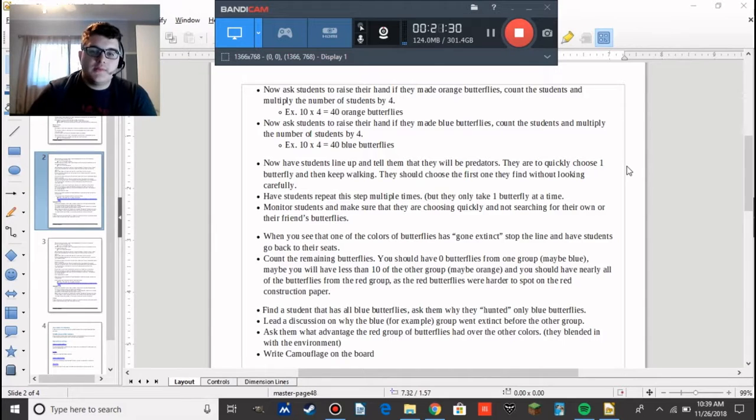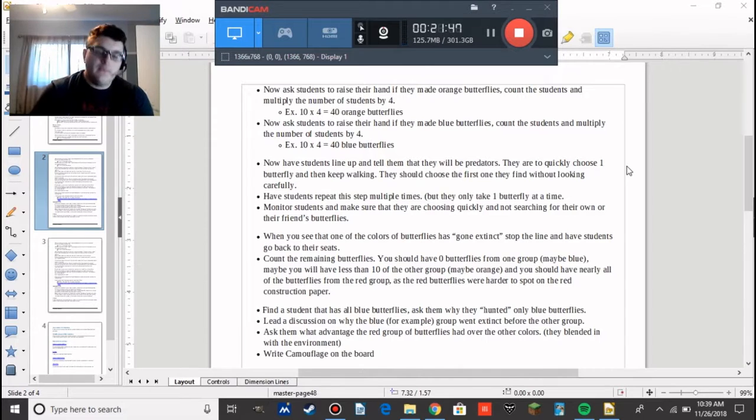Have students repeat this step multiple times, only taking one butterfly at a time. Monitor students to make sure they're choosing quickly and not searching for their own or friends' butterflies.